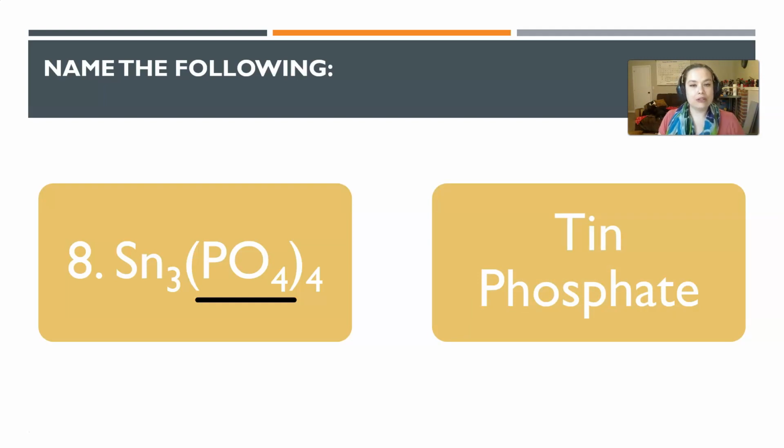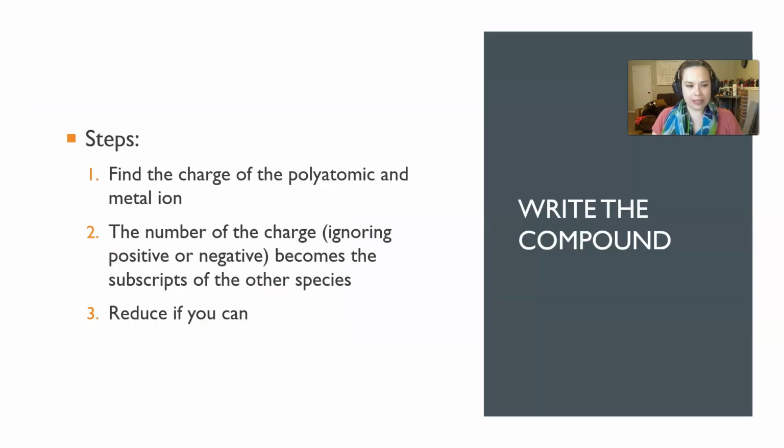Let's talk about how you solve the second half of these practice problems, where you're going from the name to the molecular formula. So the first step is going to be find the charge of the polyatomic and the metal ion. Secondly, the number of the charge, ignoring whether it's positive or negative, is going to become the subscript of the other species, and then if you can, reduce. I have arrows on the slide so you can see what I'm talking about, if it's been a little bit since you've watched the polyatomic slides and have forgotten what that means.